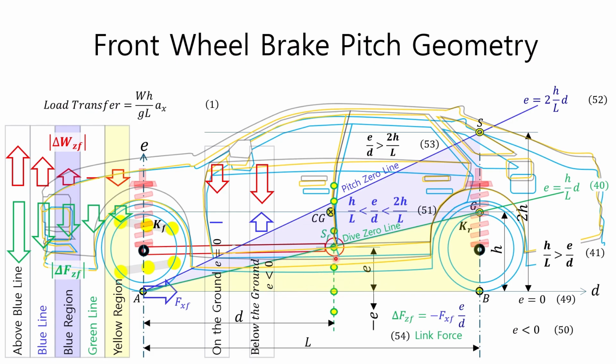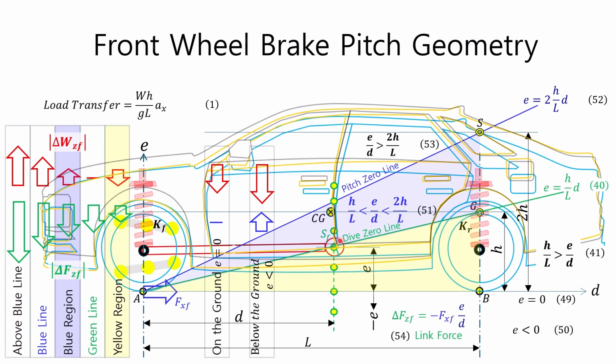If the virtual reaction point, SF, exists in the region between the green line and the road surface indicated by yellow shading, the spring force, delta WZF, acts as a compressive force on the spring, and the force on the suspension links, delta FZF, also acts as a compressive force on the links. This direction is the direction in which the sprung mass moves downward. Ride height decreases at the front and increases at the rear compared to the steady state.